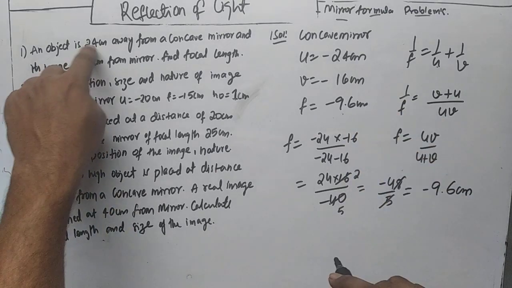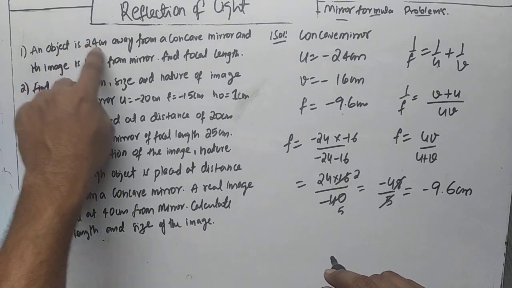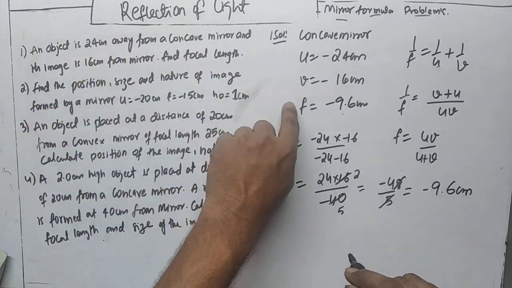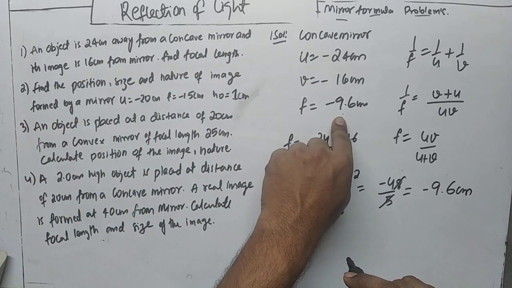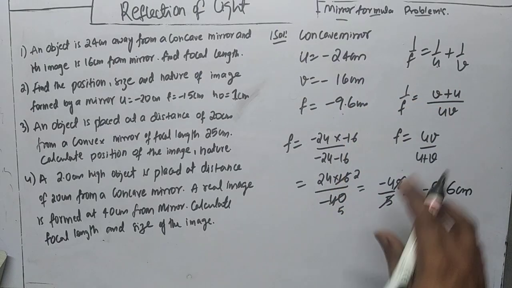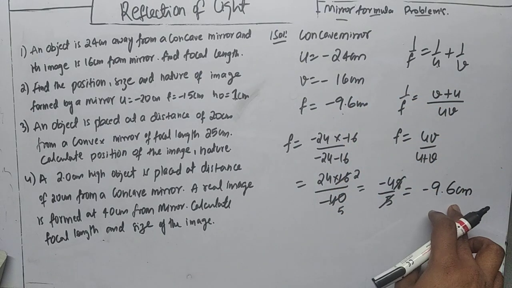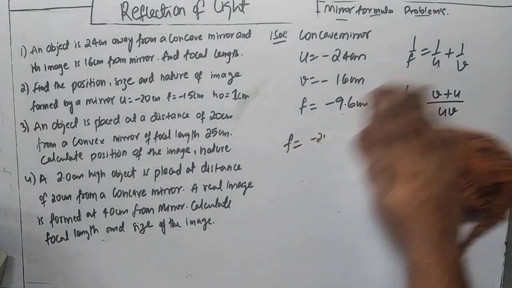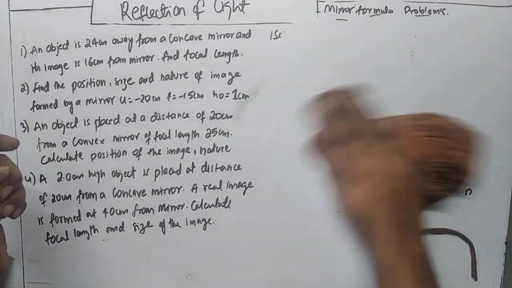Okay, the question is very simple. Object distance is given, image distance is given, it's a concave mirror, and the focal value has to be calculated. Mirror formula: 1 by f is equal to 1 by u plus 1 by v. Substitute in the formula and 9.6 comes. Simple. Similarly, we'll go for the second question.